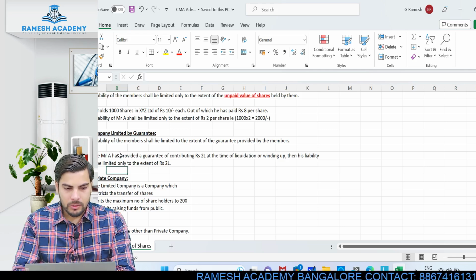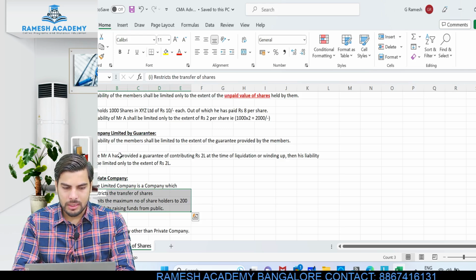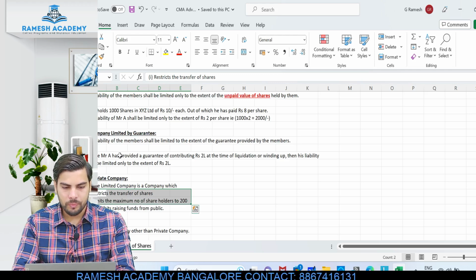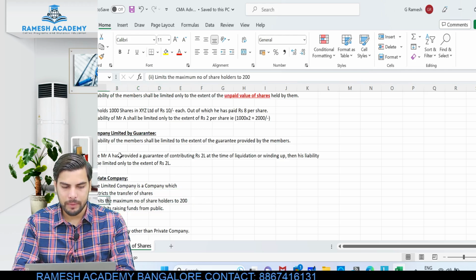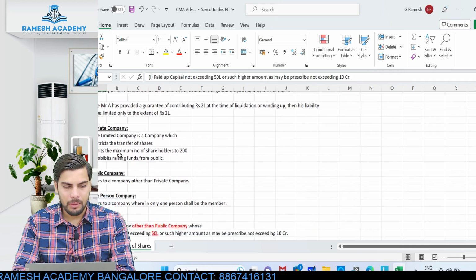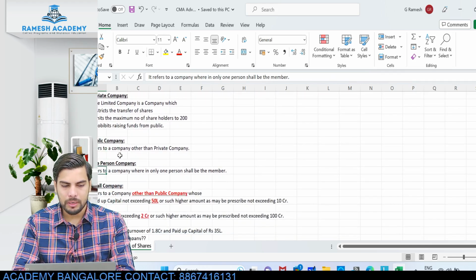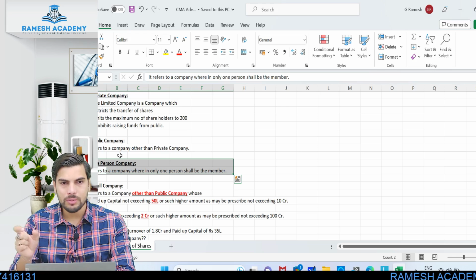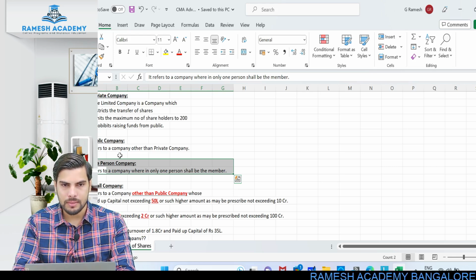So then when it comes to private limited company, we have already discussed these 3 points: restriction with respect to transferability of the shares, limits the maximum number of members to 200, and prohibits raising funds from the public. Public company is any company other than private limited company. Now what is this one person company? This was a new concept introduced in the Companies Act 2013. Here even a single person can run the business in the form of a company. Clear? Earlier, a single person doing business was just a proprietorship concern, but here a single person can also form a company and carry on the business. He himself will be the sole member and director.